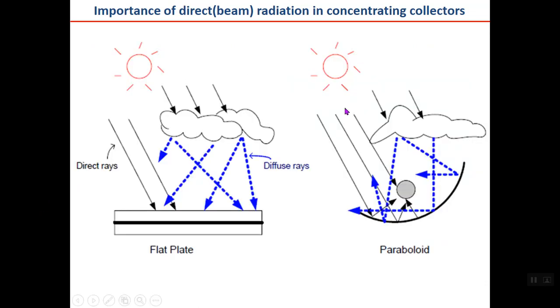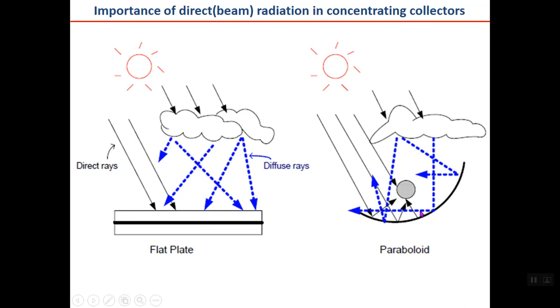And what's the importance of distinguishing between direct and diffuse solar radiation? The important point here is that the flat plate or non-concentrating type of collectors may work with both the direct and diffuse rays, as you can see. Certainly, the share of direct rays will be much more, but they also work with the diffuse rays, okay? This means that, for example, on a cloudy day, the output of the system is not zero, it has some output.